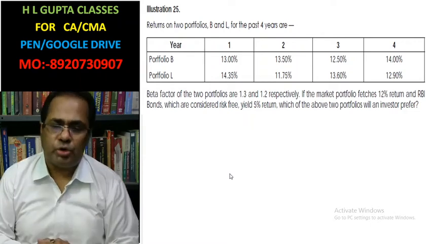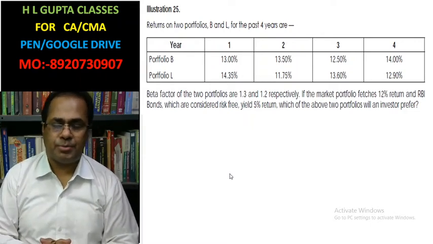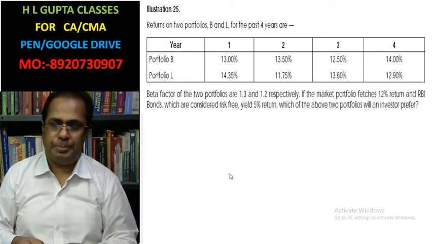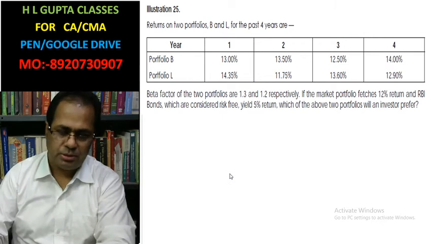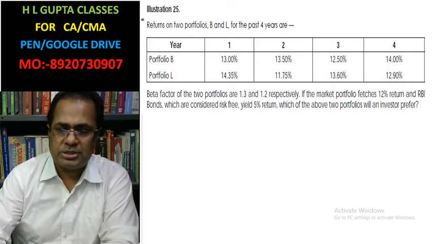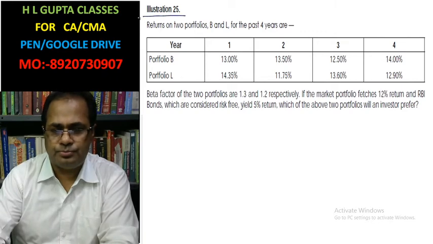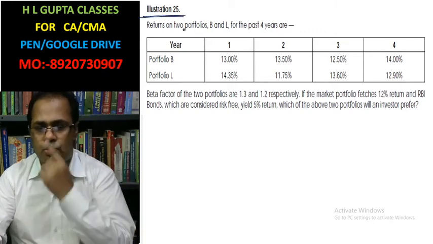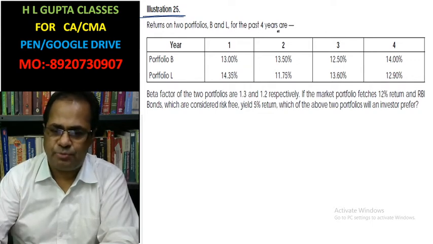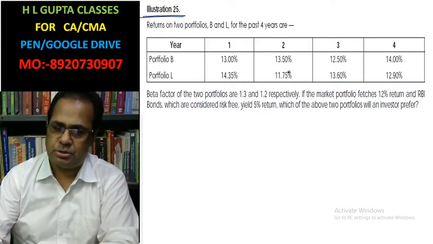Hello friends, I am going to discuss illustration number 25 of the portfolio management CMA final SFM. Please read this question here. Illustration number 25: returns on the two portfolios B and L for the past 4 years are given. These are the actual returns.